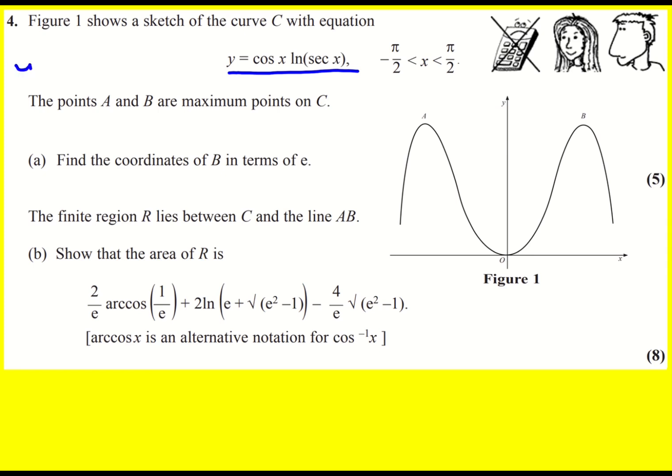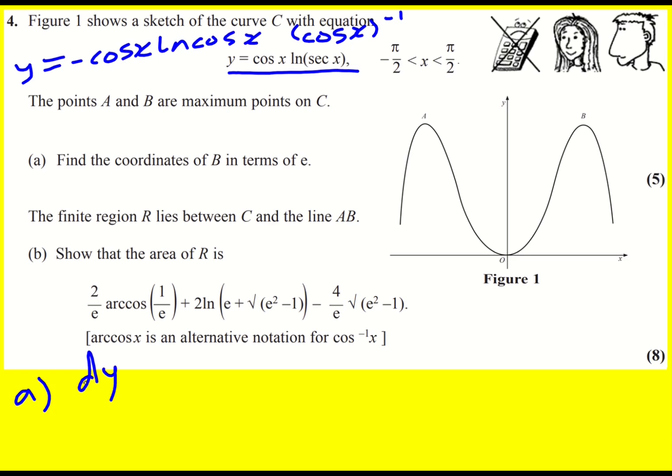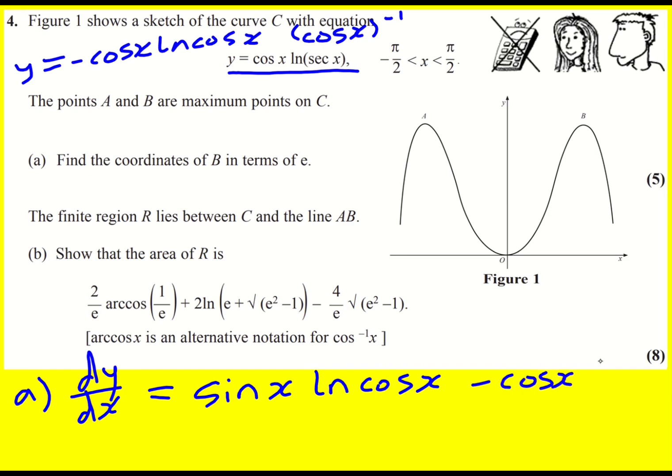Well, I'm very tempted to write sec x as cos x to the minus 1, and then bring that minus 1 down. So y is actually equal to minus cos x ln cos x. And if I differentiate, it just feels a little bit easier. dy by dx equals, I'm going to have to use the product rule here. So I'm going to differentiate minus cos x, which will give me sin x, times that by ln cos x. And then it's going to be minus cos x.